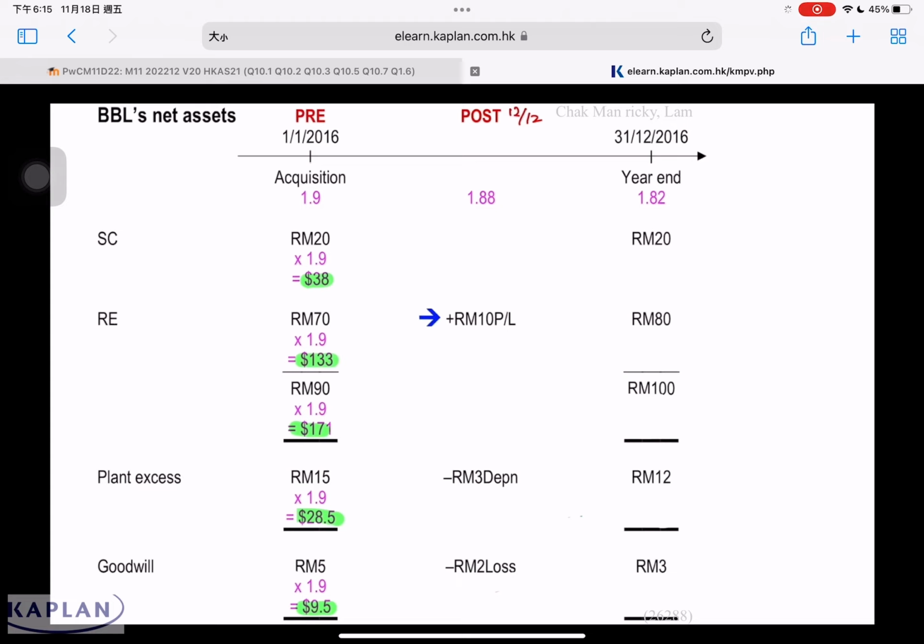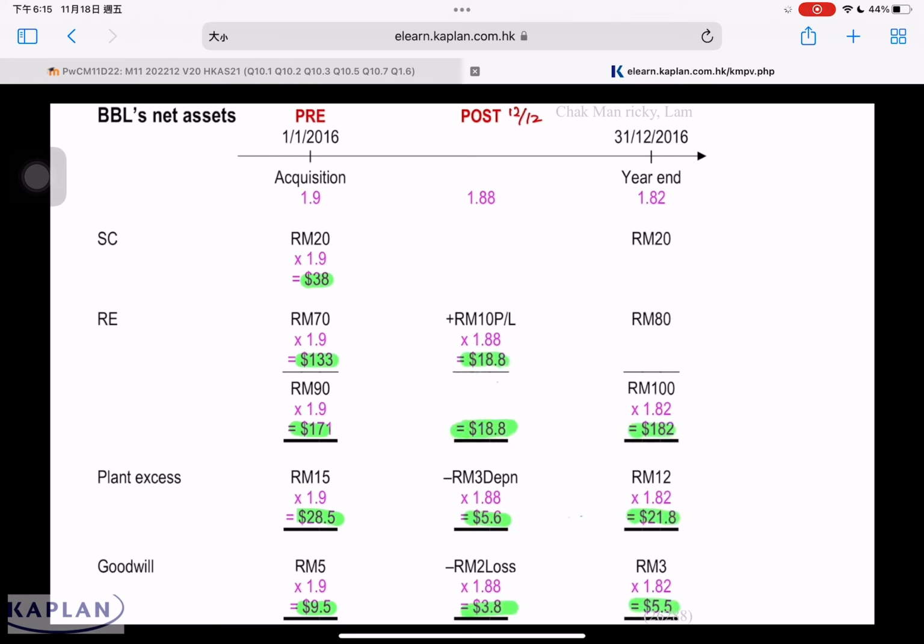The profit for the year, the 10, is translated using 1.88, equal to 18.8. The depreciation is translated at 1.88 also, equal to 5.6. The impairment is translated at 1.88 also. The impairment of goodwill charged to profit and loss is equal to 3.8. At the year end, the assets and liabilities will be translated using the closing rate, equal to 1.82, giving 182. Plant assets have a balance of 12, translated using 1.82 is equal to 21.8. The goodwill translated at the year end at 1.82 equals 5.5. These are the translated amounts.